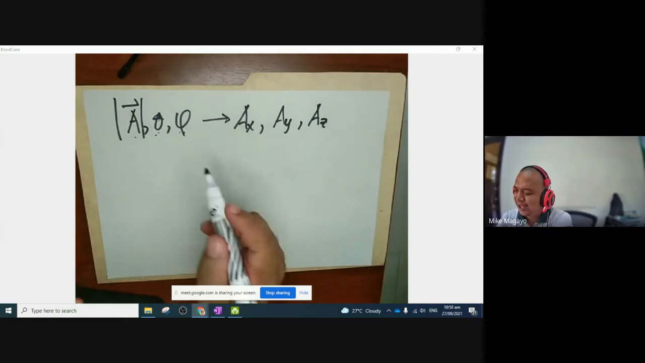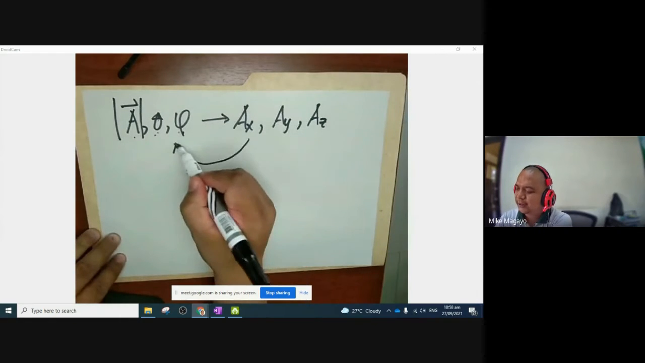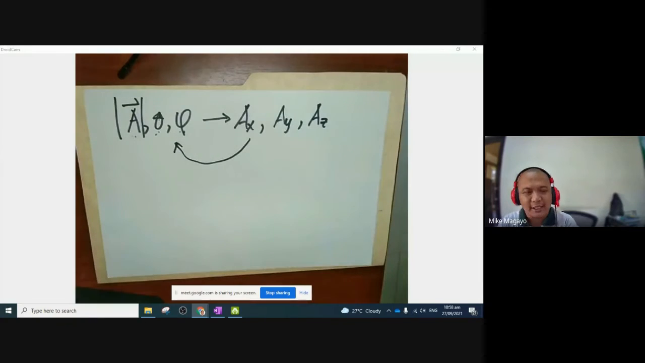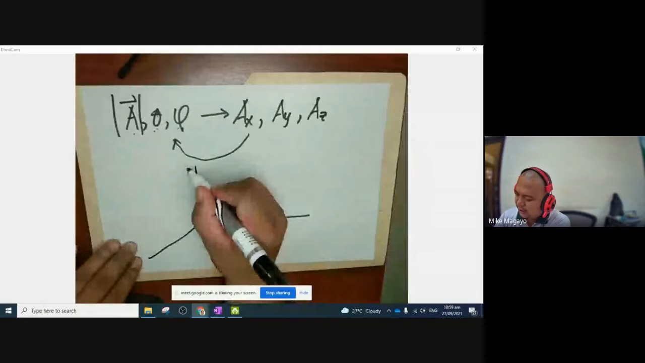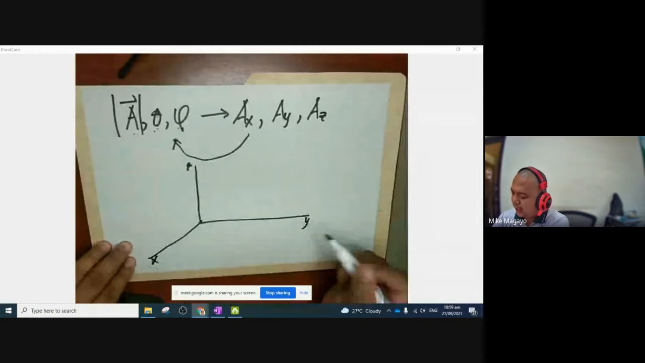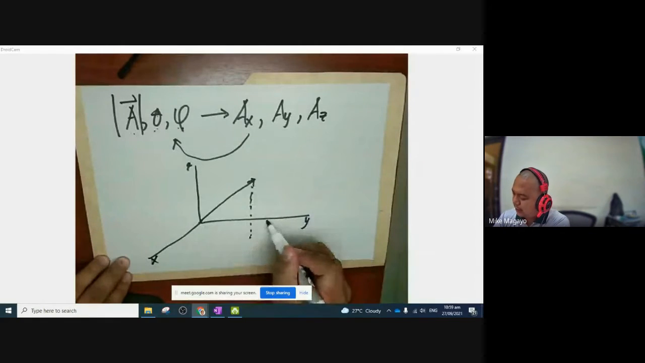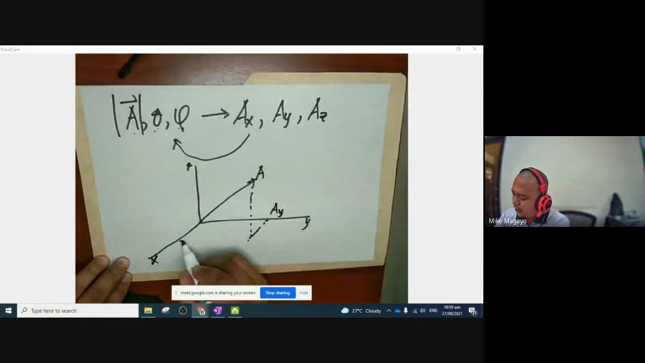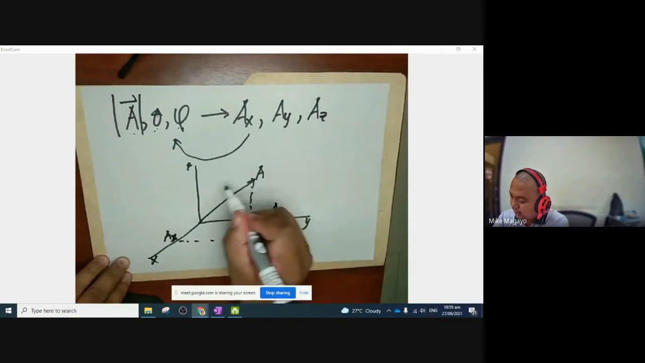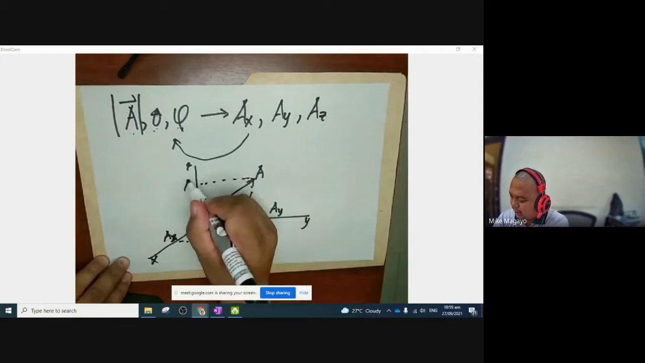Now, can we do the reverse? Given AX, AY, and AZ. Yes, we can. So given a vector, say for example, Z, X, Y. If you have a vector, you know that this is AY, this is AX, and this is AZ.